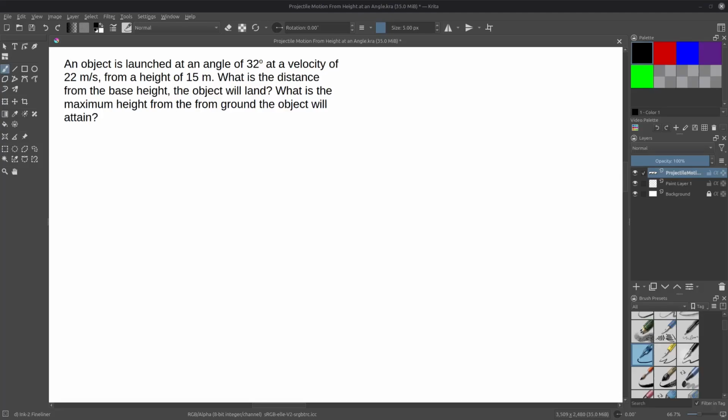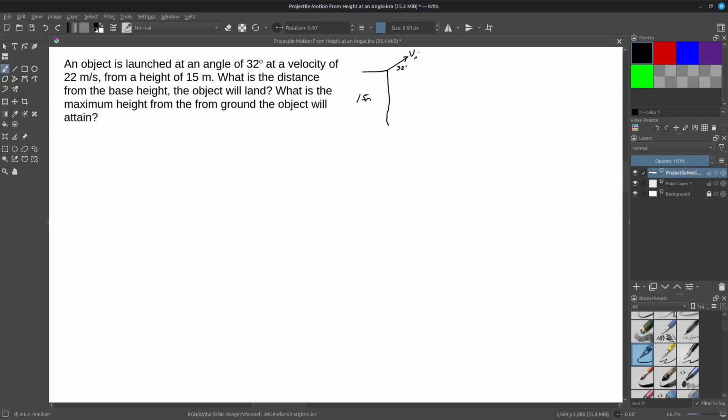Brazil. Today we're going to be learning about projectile motion from a height, okay? And if you read the problem, an object is going to be launched at 32 degrees at a velocity of 22 meters from a height of 15 meters. So we got a 15-meter height, and we have it being launched with an initial velocity at 32 degrees.